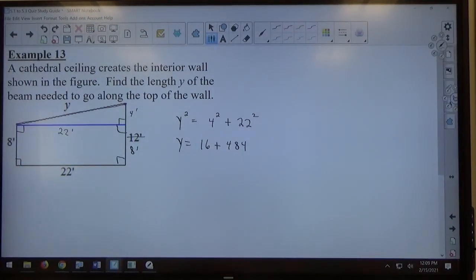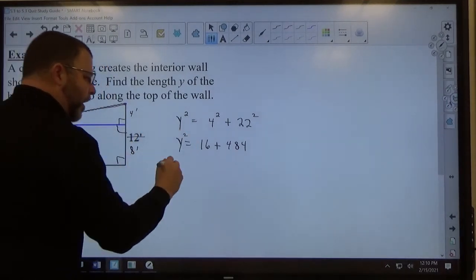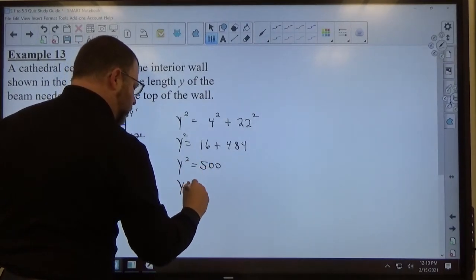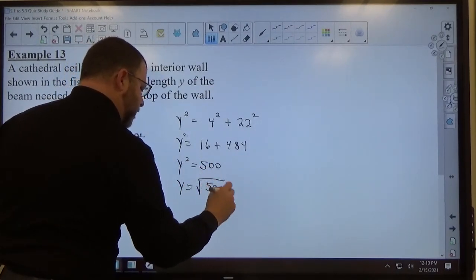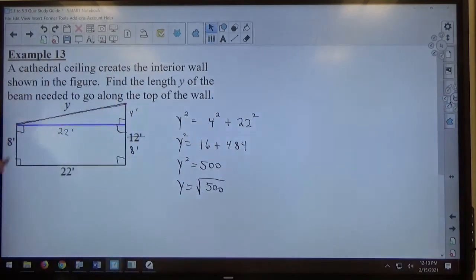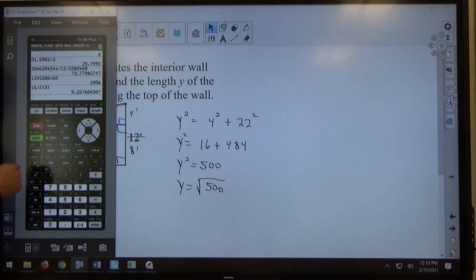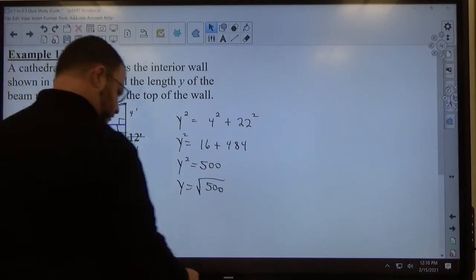Add them together, and y squared equals 500. So y is going to equal the square root of 500. And again, it doesn't specify decimal places for the answer, so I'll use a couple. If I grab my calculator and punch in the square root of 500, it comes out to 22.36 feet.